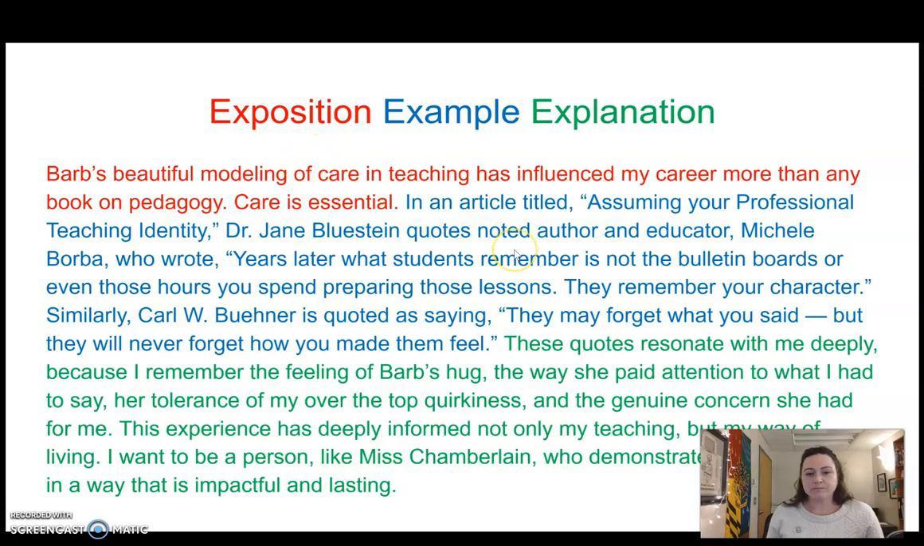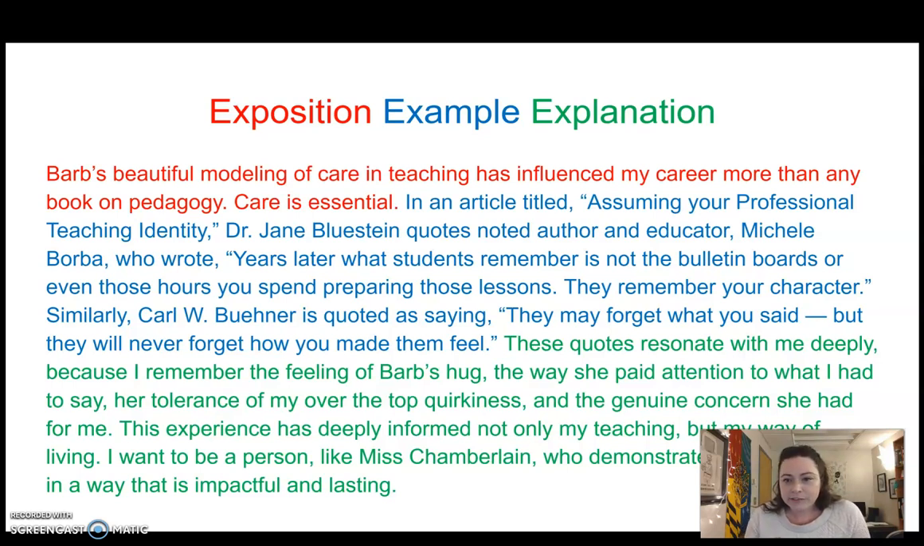So that's exposition. In an article titled Assuming Your Professional Teaching Identity, Dr. Jane Bluestein quotes noted author and educator Michelle Borba, who wrote, "Years later, what students remember is not the bulletin boards or even those hours you spent preparing those lessons. They remember your character." Similarly, Carl W. Buehner is quoted as saying, "They may forget what you said, but they will never forget how you made them feel." Those are a couple of quotes that are operating as examples there.